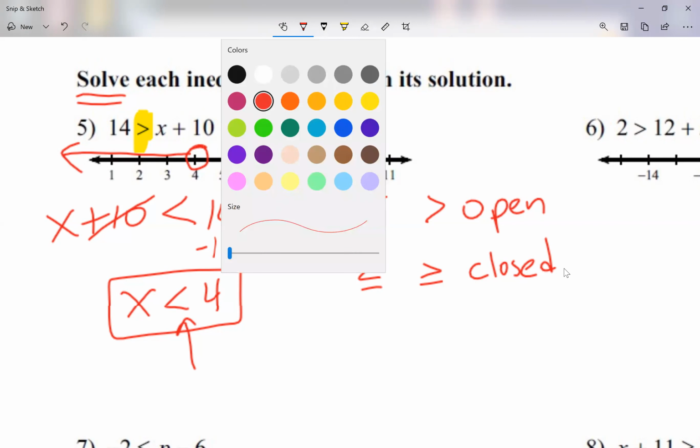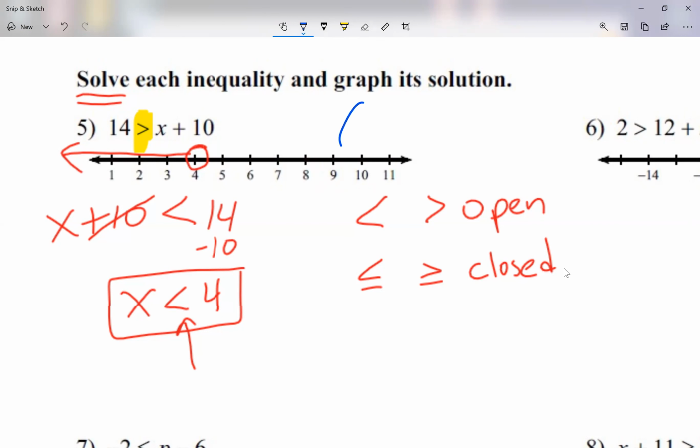You guys might be wondering, what about these other numbers? What if, for example, 9? That's not a solution, right? 9 is not less than 4. Like I said, the arrow represents all my possible solutions. Okay, so let's take a look now at number 6.